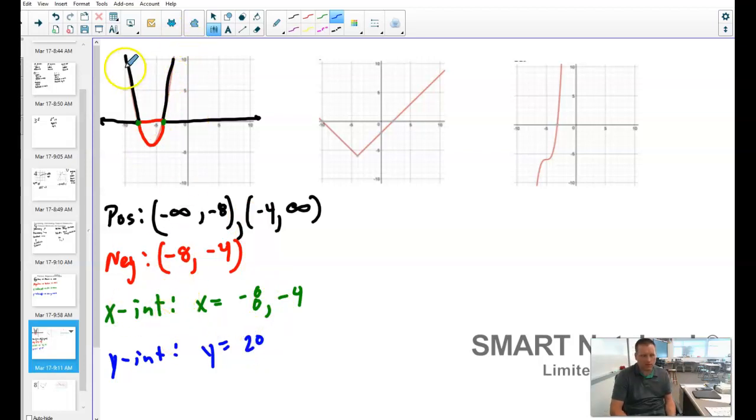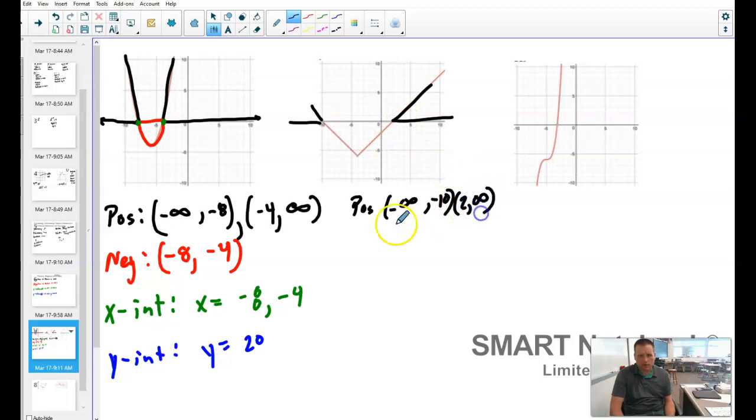It's just not on the window that we have. It's going to keep going that way. Okay, so let's do that with this one as well. So I've got positive here and positive here. That means this part of my x-axis and this part of my x-axis. So for positive on this graph, we are going to be from negative infinity again to negative 10. And then the other one's going to be from this value, which is at 2, to infinity.